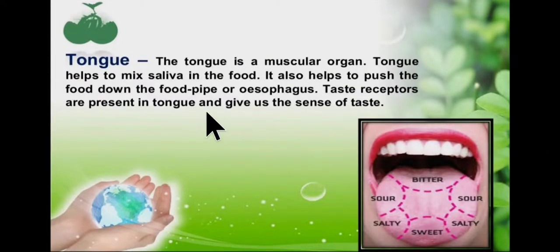Now the next heading is tongue. Now the tongue is a muscular organ and it helps to mix saliva in the food. It also helps to push the food down the food pipe or esophagus. Taste receptors are present in the tongue and give us the sense of taste.